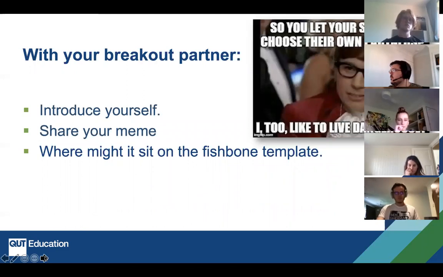So I don't want you to miss out on this lovely opportunity to share. I'm going to divide you into breakout partners, and I want you to share your meme, and see if you can work out where it might sit on the fishbone template. My chosen meme would sit in plan and prepare learning programs. So it's to do with group work.